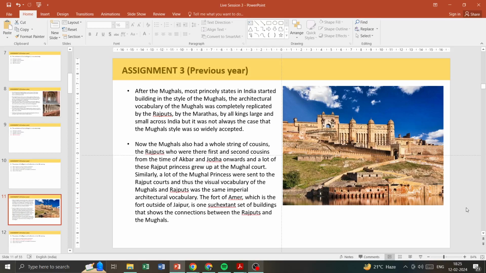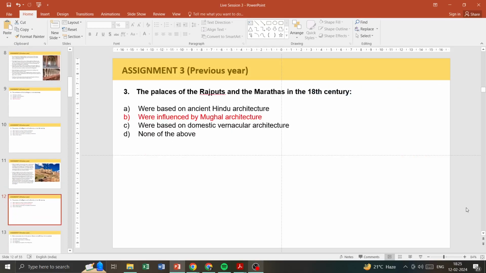The idea of architectural vocabulary also got exchanged between them, and during the time of Marathas, the Mughals were a contemporary. Although most of the architecture of Marathas has been influenced by the regional sultanates, the Bahmani sultanates, the Mughals still had an influence over it, because the Mughal architectural style that was prevalent in India at that point represented political power. So I think that is why they also incorporated it in their style. So the answer is that the palaces of the Rajputs and the Marathas in the 18th century were influenced by Mughal architecture.